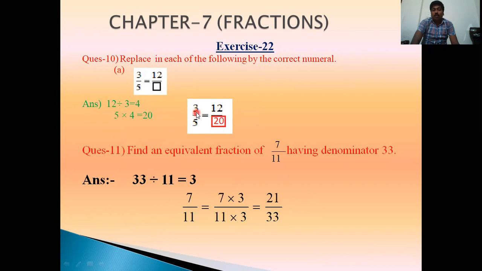3 by 5, 3 to 12 and 5 to 20. Here we see the relation between 3 and 12. What is the relation between 3 and 12? 12 is 4 times the 3. 3 multiplied by 4, we make the 12. And in this way, 5 is multiplied by the same number, that 4, because 5 into 4 makes the 20. So in this way we can write this number 20.